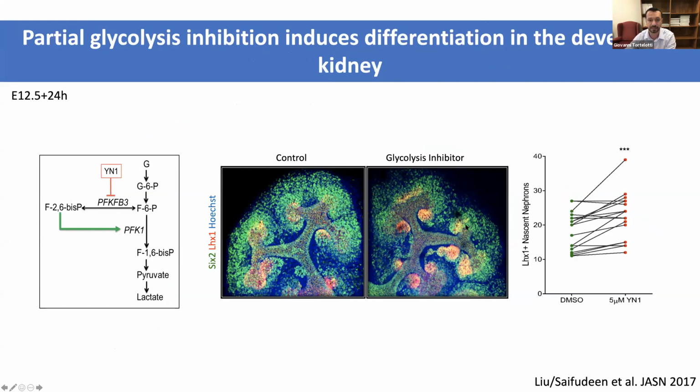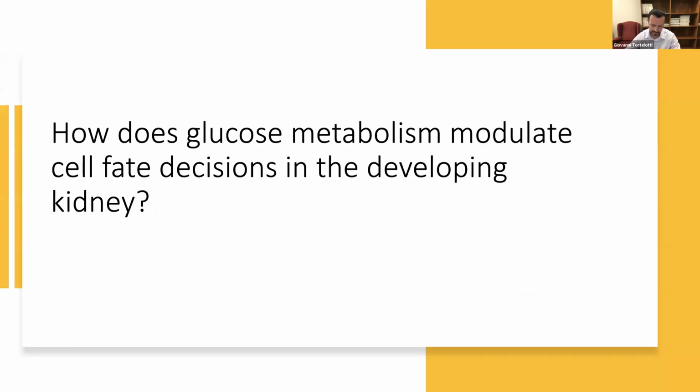This is better appreciated in the middle panel here, comparing control with the glycolysis inhibitor, where we see a lot more of the red structures. The red structures mark the LHX1 positive cells, and LHX1 is a marker of differentiation in the kidney. So clearly, glucose metabolism influences cell fate decisions in the kidney. The question that emerged from that work was, what is the mechanism? How does glucose metabolism modulate cell fate decisions in the developing kidney?